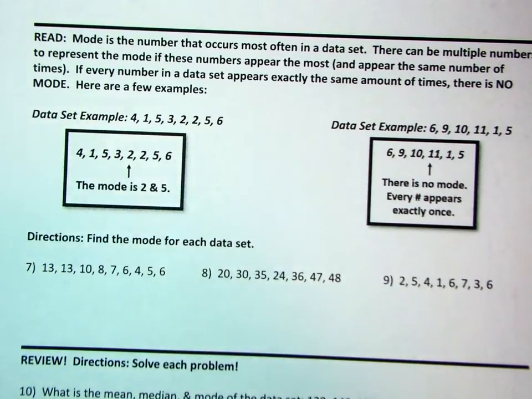Mode. Mode is the number that occurs the most often in a data set. There can be multiple numbers to represent the mode if these numbers appear the most and appear the same number of times. If every number in a data set appears exactly the same amount of time, there is no mode, so you can just write no mode. Here are a few examples.